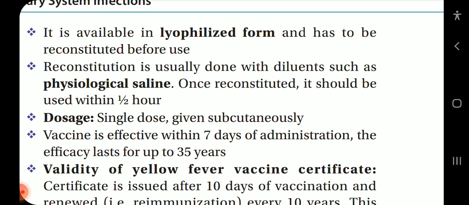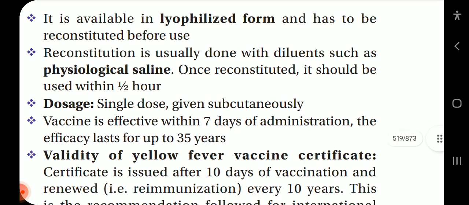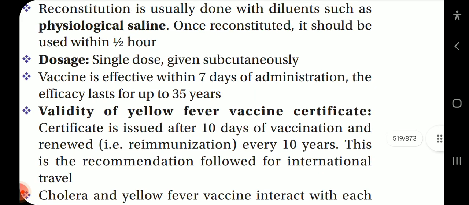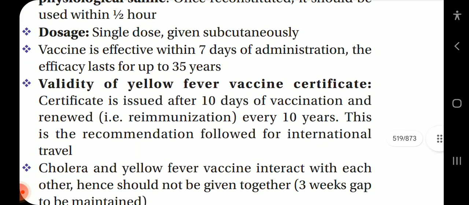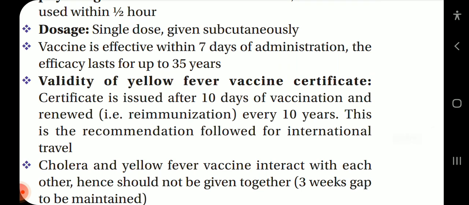Reconstitution is usually done with diluents such as physiological saline. Once reconstituted, it should be used within half an hour. Dosage: single dose given subcutaneously. Vaccine is effective within 7 days of administration. The efficacy lasts for up to 35 years.